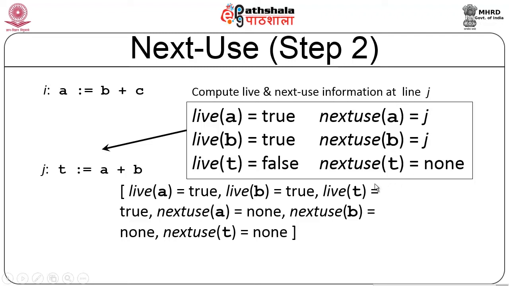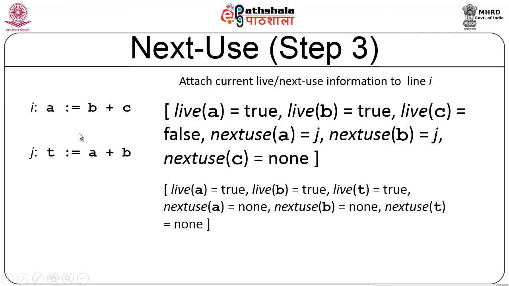Okay. Now, this is at the last statement. After that, I will encounter statement I. Okay. So, what is the first information at line I? I have to attach current information to all the variables. So, this is basically copied as it is here. Okay. And then what I do, as you could see, live of A is true, live of B is true, live of C is false because I do not know, similar to the base condition set. Next use of A is J, next use of B is also J. Next use of C is none.